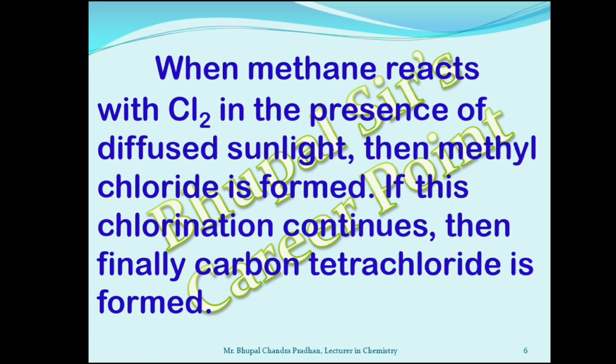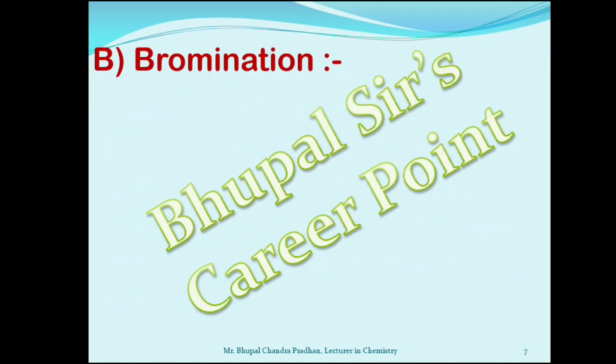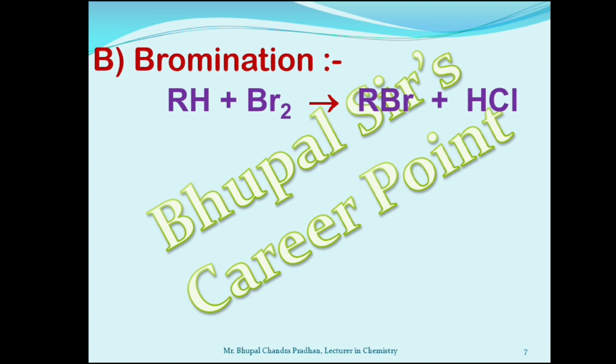When methane reacts with chlorine in the presence of diffuse sunlight, then methyl chloride is formed. If this chlorination continues, then finally carbon tetrachloride is formed. Now let us come for bromination. Whenever alkane reacts with bromine, then the corresponding alkyl bromide is formed.